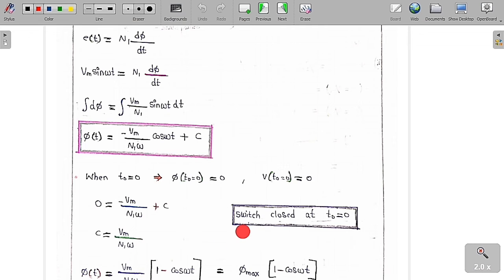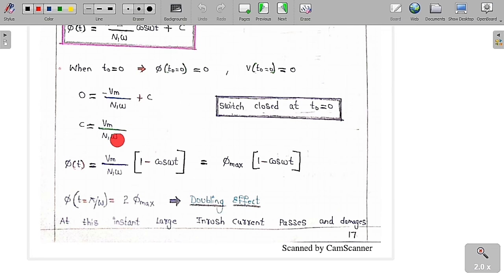So I am going to assume that the switch is closed at the instant t0 equal to 0. If you substitute this C in the above general equation, we finally get phi of t is equal to Vm by N1 omega into 1 minus cos omega t. This is called the phi max. So phi max into 1 minus cos omega t.